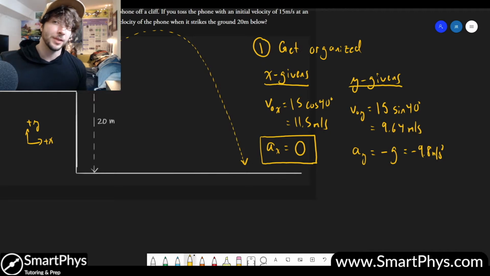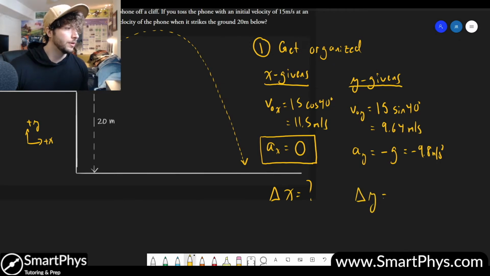What else? We have displacements, right? We don't know anything about how far the phone will be from the cliff when it hits the ground horizontally, but we do know the vertical displacement, right? When it hits the ground, that phone is going to be 20 meters vertically below where it started, right? So there's a delta y of negative 20, okay?